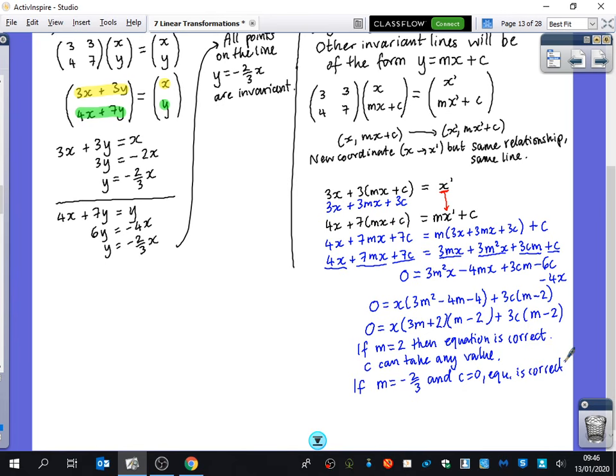So I've sort of run out of space. So our invariant lines are y = -2/3x and y = 2x + c.